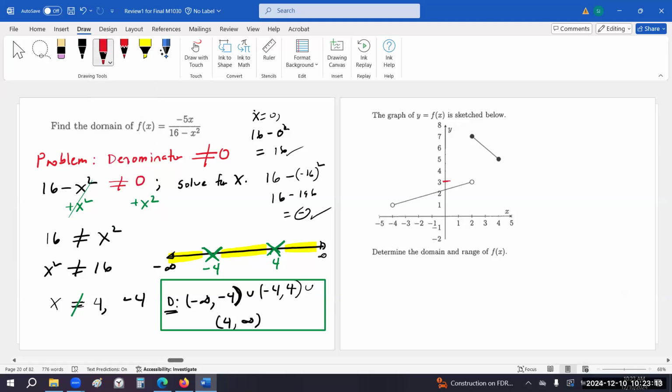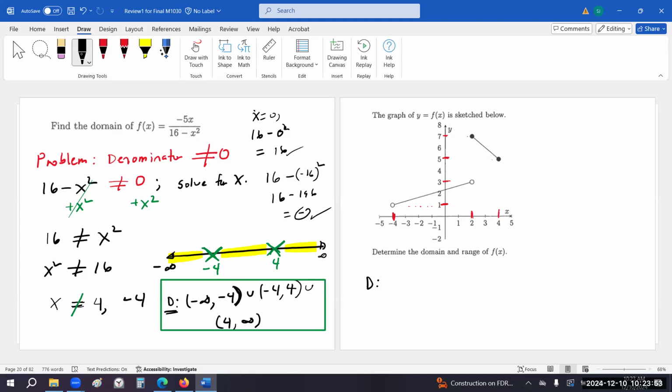So this is 3, this is 5, this is 7, and this is 1. This is 4, this is 2, and this is 4. We do the same thing here, but with graph. So domain, it means what x values you see we have in this graph, from what to what.